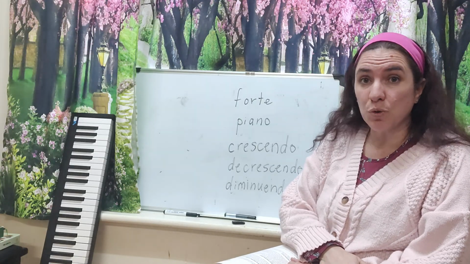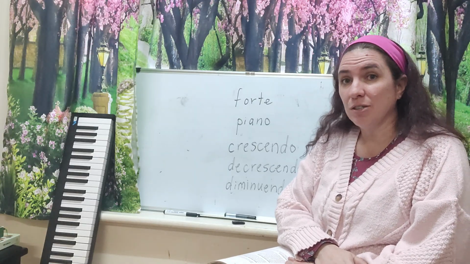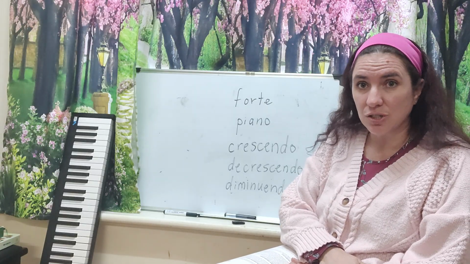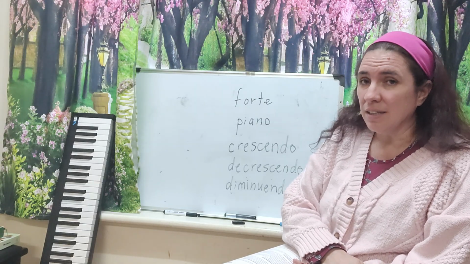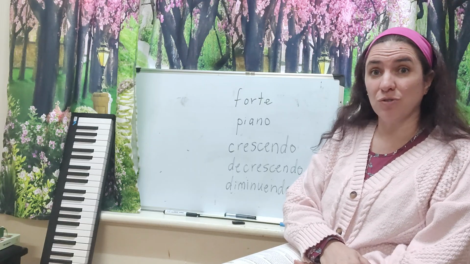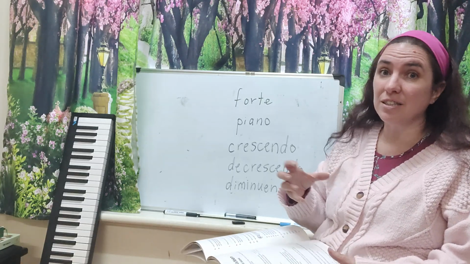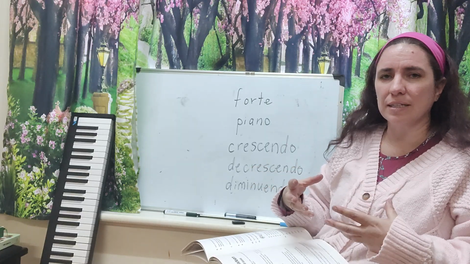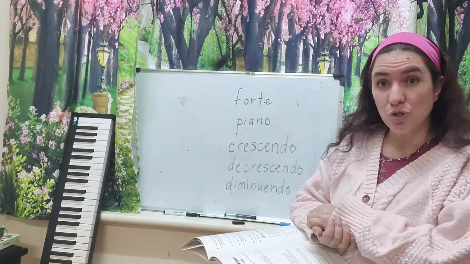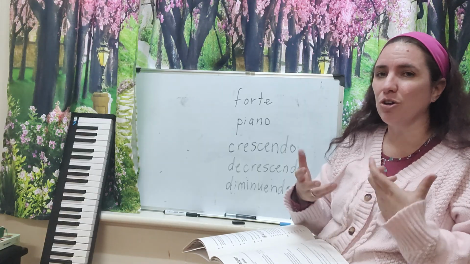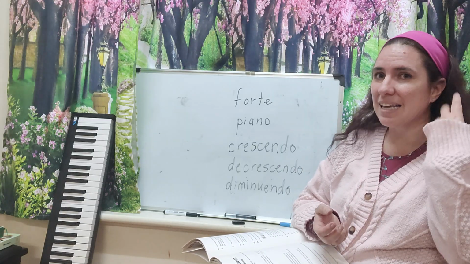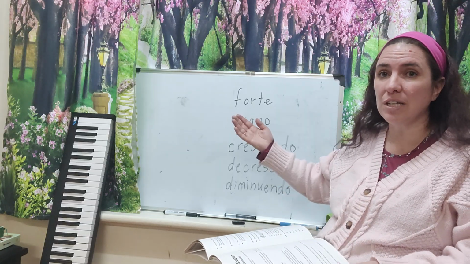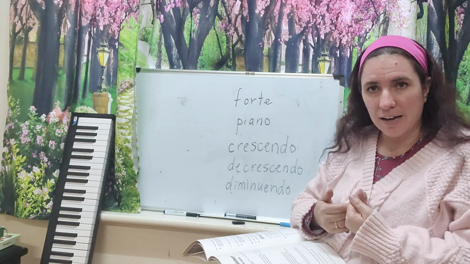So the first one is forte. Now the easiest way to learn what the words mean is to see if there's any link words in English. So the word forte is the same as the word fort. You might use a fort when you're playing your games with your friends, and that's like your strong base. That's your fort. That's the place where you're strong in the game. So the word forte means strong. It means when we see that word, we are going to play strong. Now if we translate that into English, we would say loud. So when we're playing strong, we're playing loud. So forte translates to loud.